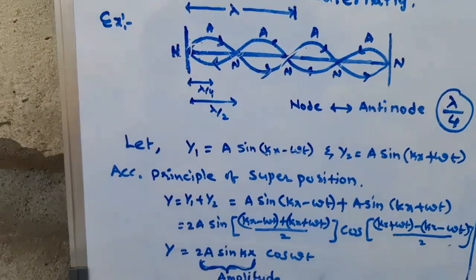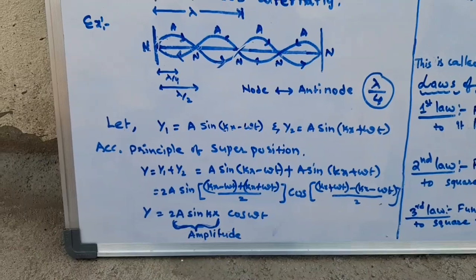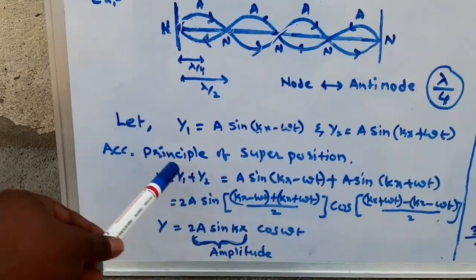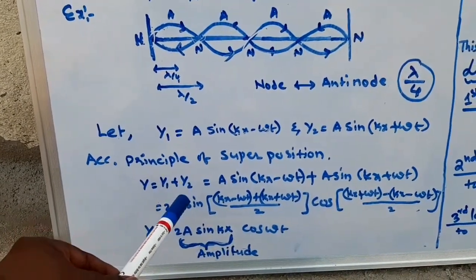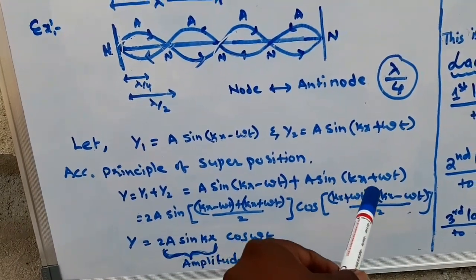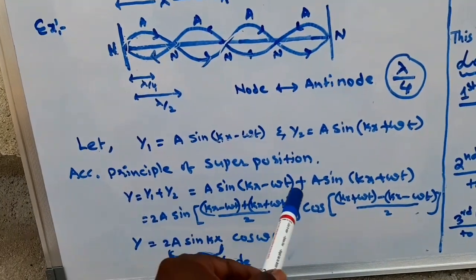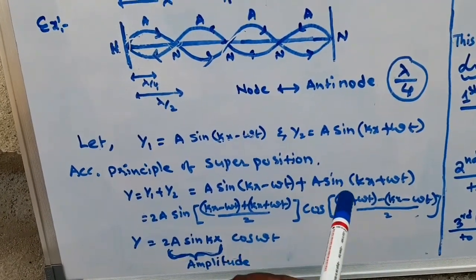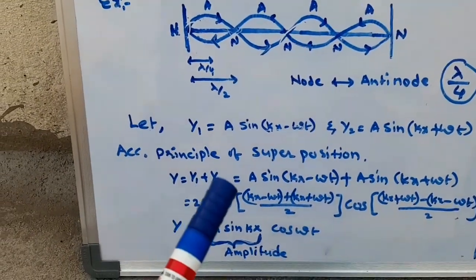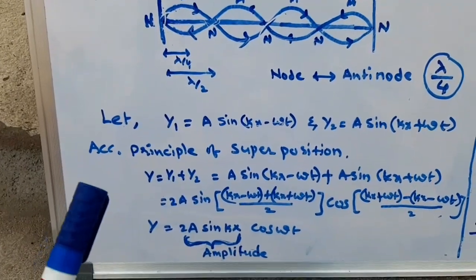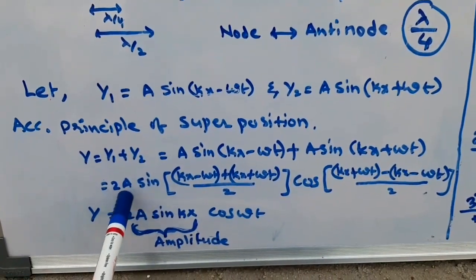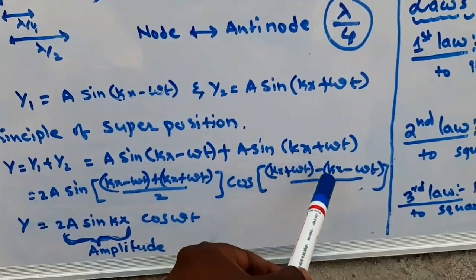According to the principle of superposition, I add these two equations: y equals y1 plus y2. The result is a sin(kx minus omega t) plus a sin(kx plus omega t). This appears as sin A plus sin B, taking the amplitude a common. What is the formula for sin A plus sin B? It is 2 sin((A plus B) by 2) cos((A minus B) by 2).